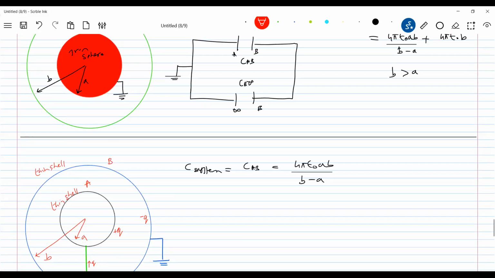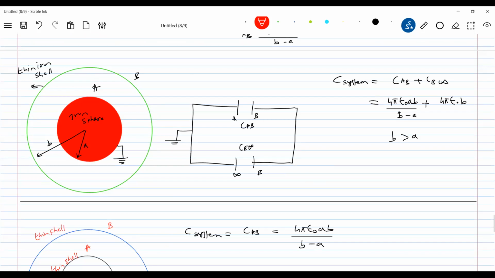I'll just take you back here. So here also the same thing. You are connecting that one. So here, open, if I connect a cell from B to A, one capacitor, B to infinity, another capacitor.